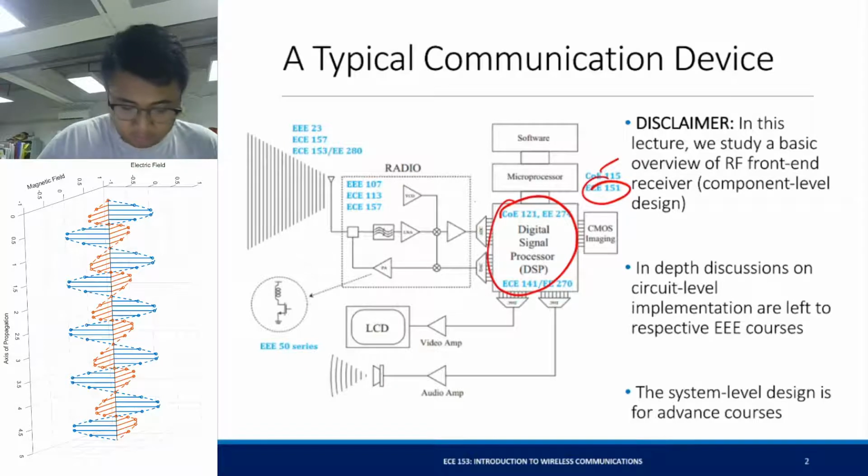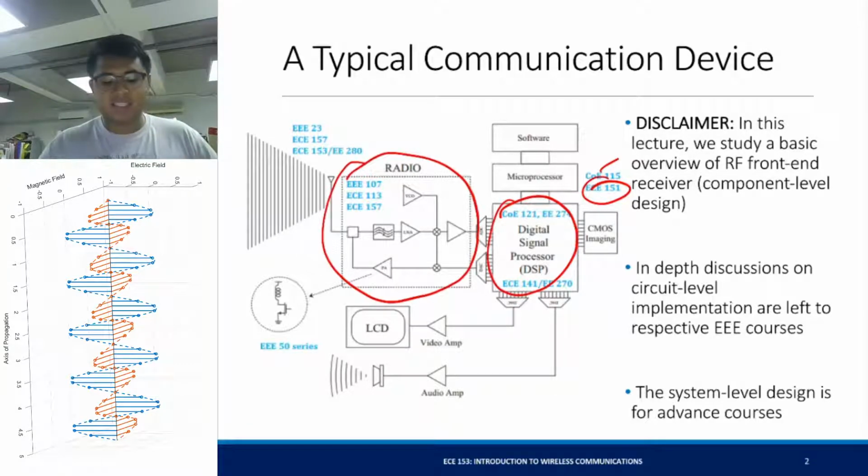And then from there, how will the device interact with other devices? That will be your networks. How do you design your microprocessor, your COE115? And here, we'll focus on this: how do we design the radio? For the radio, you need to be able to design effective filters, oscillators, multipliers, mixers, and so on and so forth. An in-depth discussion is left for other EEE courses. The system level design is for advanced courses. So in this lecture, we only study a basic overview of the radio.